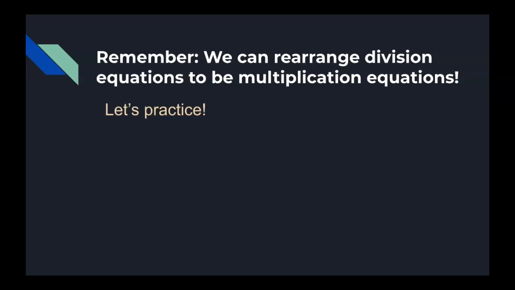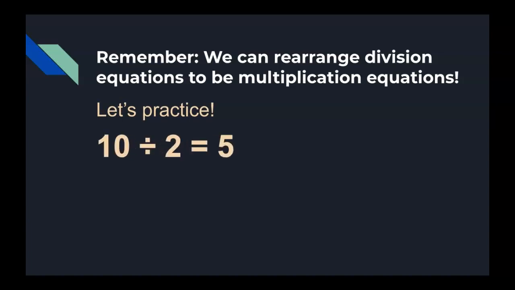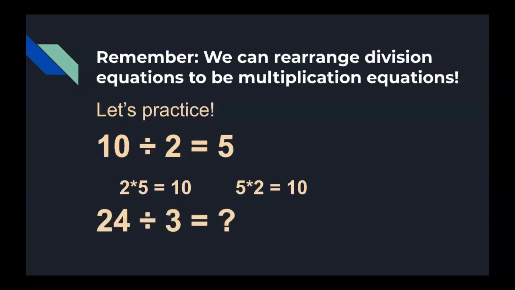For instance, if we practice a little bit, 10 divided by 2 equals 5, and you know that because 2 times 5 equals 10, or by the commutative property, 5 times 2 equals 10. So back in elementary school, we asked something like 24 divided by 3 equals what? And when you were figuring that out, you thought to yourself, well, 3 times what is 24? Or maybe what number times 3 is 24, to determine that the answer to 24 divided by 3 was 8.